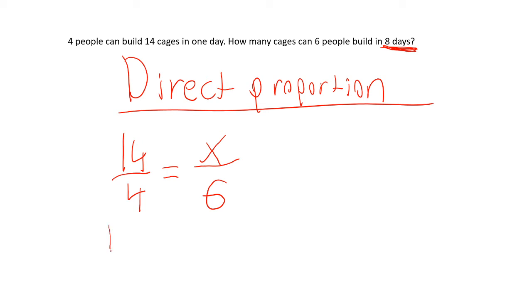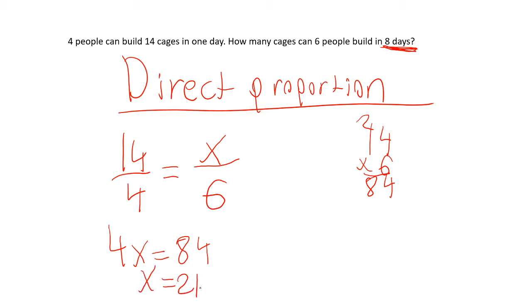Let's cross multiply. 4 times x, 4x. And now we need to multiply 14 times 6. Easily complete that on the side. 6 times 4 is 24. 6 times 1 is 6. 6 plus 2 is 8, so we get 84. Solving for x, we have 84 divided by 4. Notice that 21 times 4 is 84, so we know x is 21. Now, 6 people can build 21 cages in 1 day.